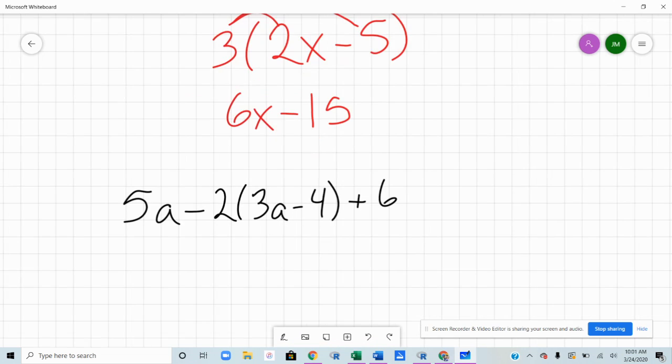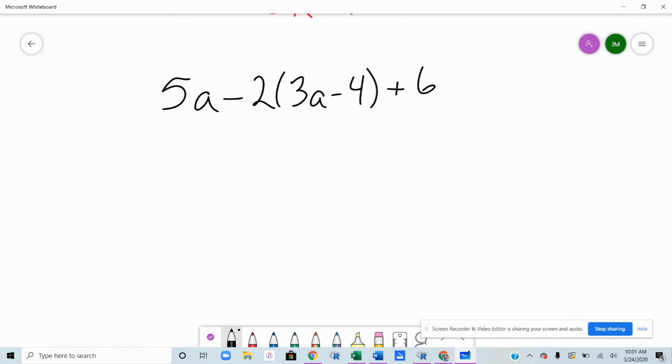Okay, so get this example written down. We've got 5a minus 2(3a minus 4) plus 6. So the first thing you should always start with is your distributing before you combine like terms. That way you don't accidentally distribute or combine like terms that can't be combined, stuff like that.